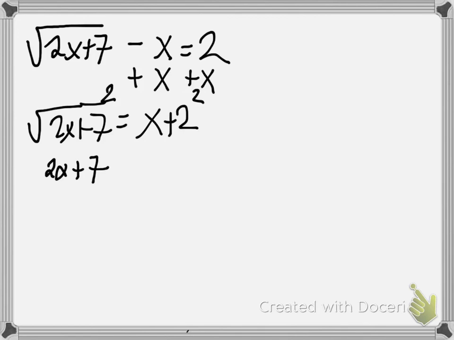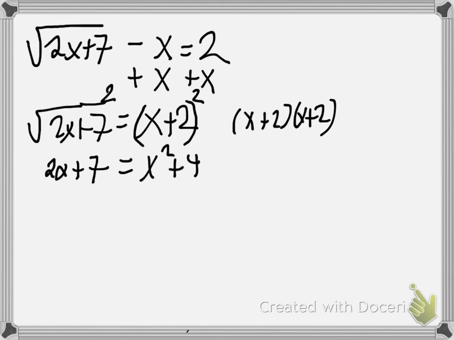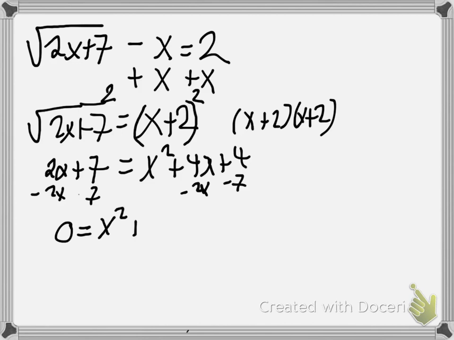Now, ladies and gentlemen, again, this whole thing is getting squared. So this is the same as saying x plus 2 times x plus 2. Please do not tell me it's just x squared plus 4, because I will be angry. X squared plus 4x plus 4. Okay, so now what do we do? Well, we subtract our 2x, and we subtract our 7, and we get 0 equals x squared plus 2x minus 3.